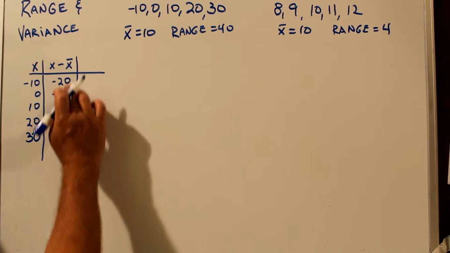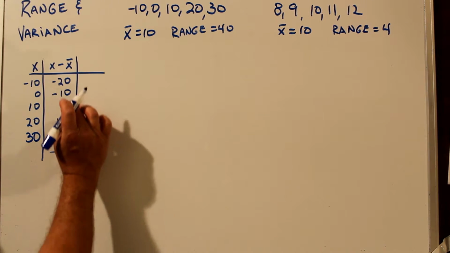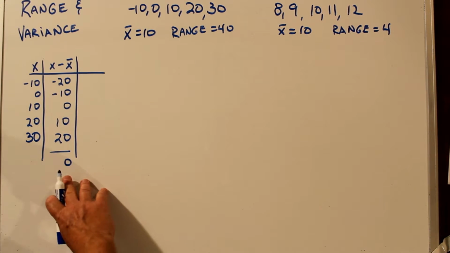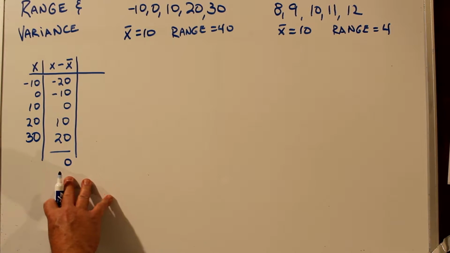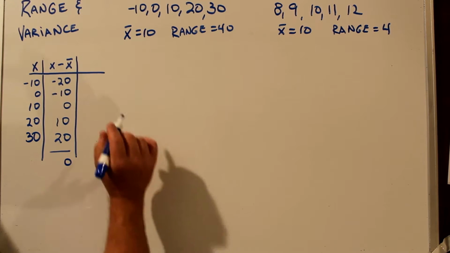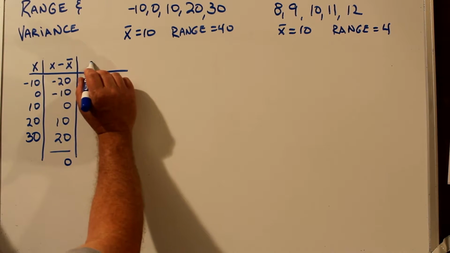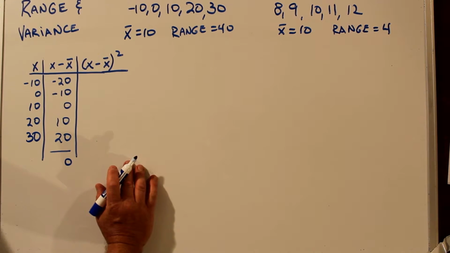Now notice if we added up all of our differences here, we have minus 20, plus 20, minus 10, plus 10, and 0. We would get 0 for a sum. And that makes sense because you're going to have just as many numbers below the average as you are above the average. That's the definition for the average. So what we're going to do is take this difference and square it. And that's going to make all these numbers positive and have a greater magnitude.